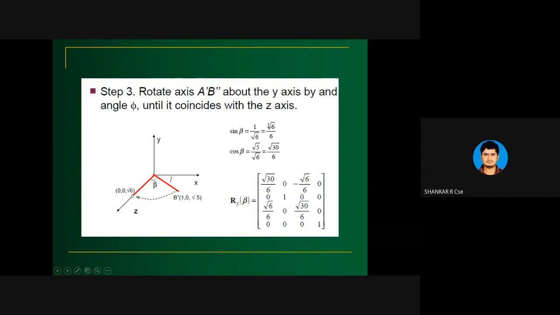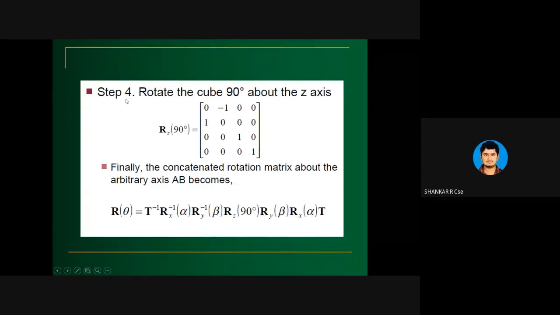To make you understand, this 6 can be written as root 6 into root 6. So numerator root 6 and denominator root 6 get cancelled. It remains with 1 by root 6. So Ry of beta, substitute in the Ry beta formula. This is the matrix. Step 3 is rotate, because you merged to the z-axis, rotate now by 90 degrees about the z-axis.